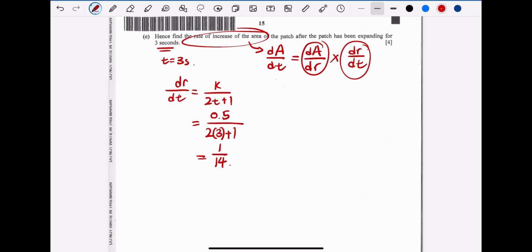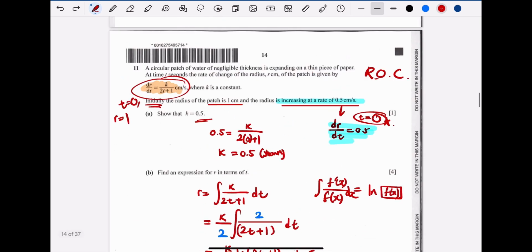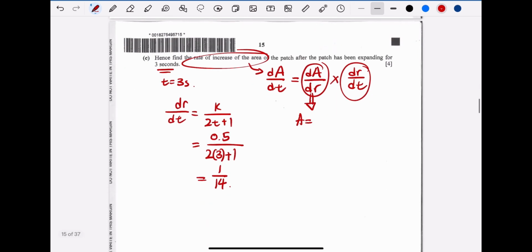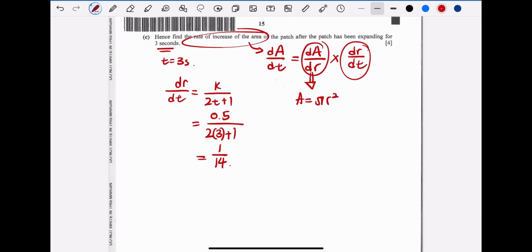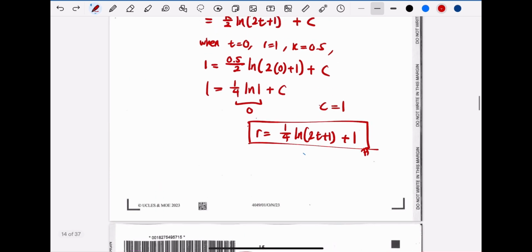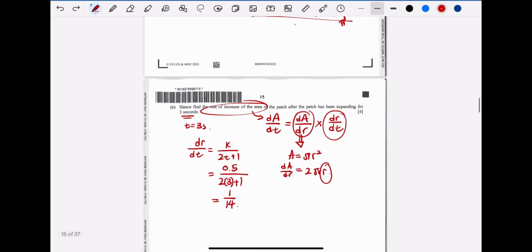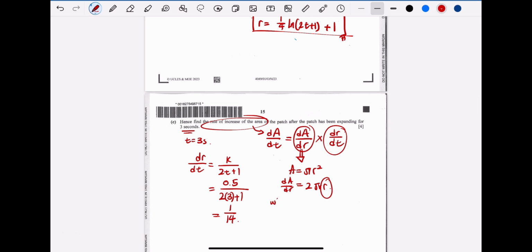As for my dA/dr, I need to know that dA/dr is basically the differential of my area. In this case, our area is an area of a circle because it's a circular patch of water. So our area of circle is just pi r squared, and when we differentiate this, we just get 2 pi r. And when does this happen? Well, it happens at a certain radius, which from our earlier part we found in terms of time. So what we need to do is find this radius when time equals 3.